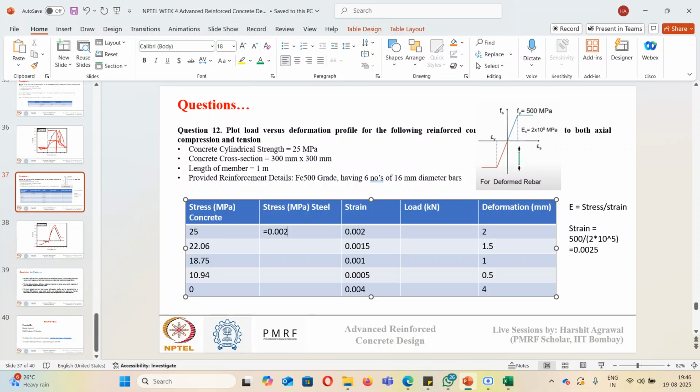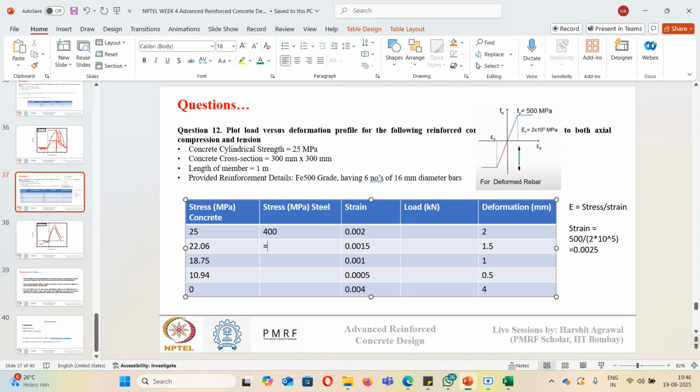0.002 times 2 into 10 to the power 5. So this will come out to be 400 MPa. Okay, so this value will be 400 MPa.